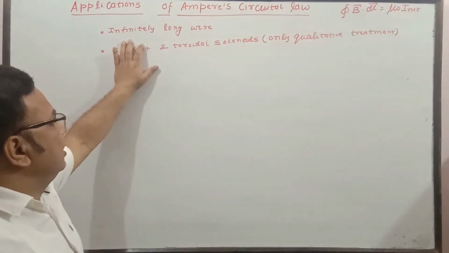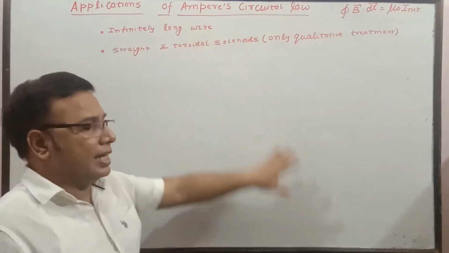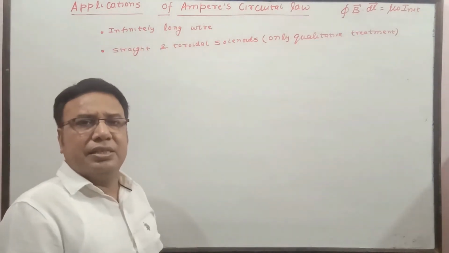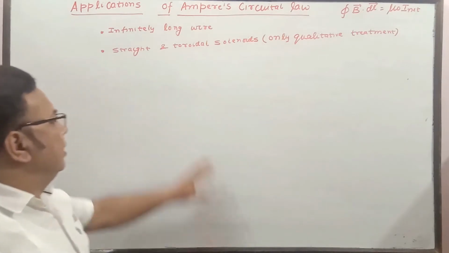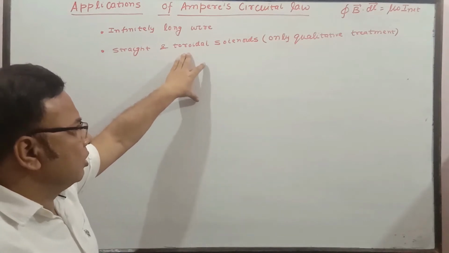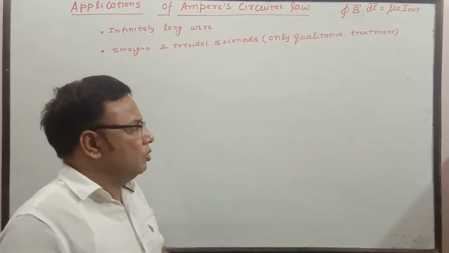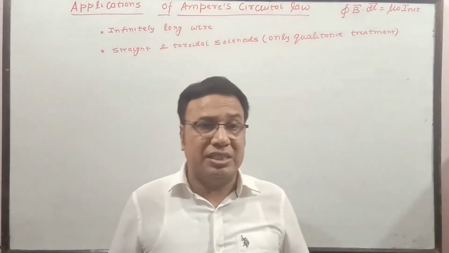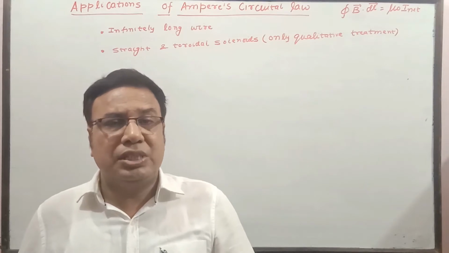First is determination of magnetic field due to an infinitely long current carrying wire. It is neither written thin or thick, but we are going to see both. Second is the straight solenoid and toroidal solenoid. Straight solenoid is there and toroid is like an endless solenoid. Only qualitative treatment is given in the syllabus. So let's try to see one by one.